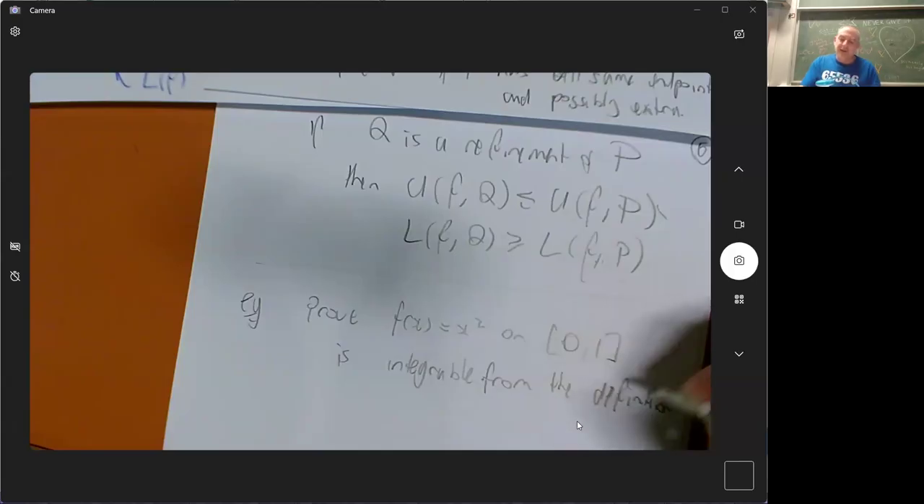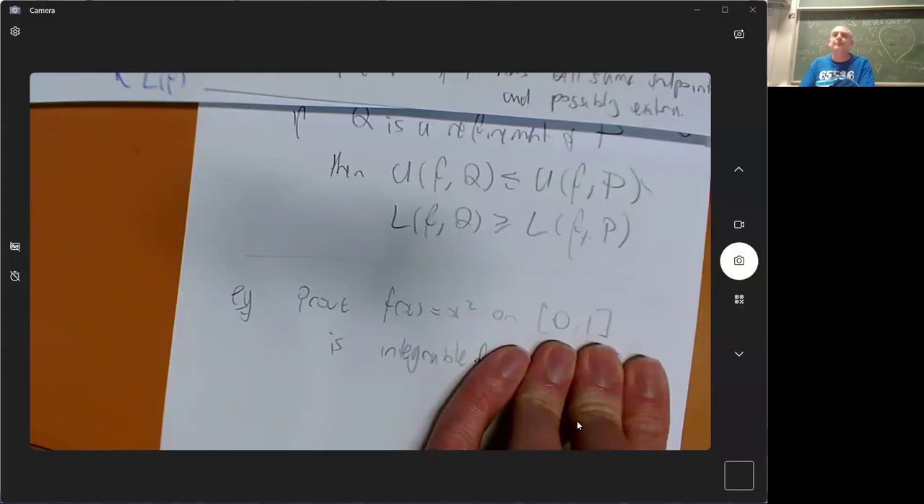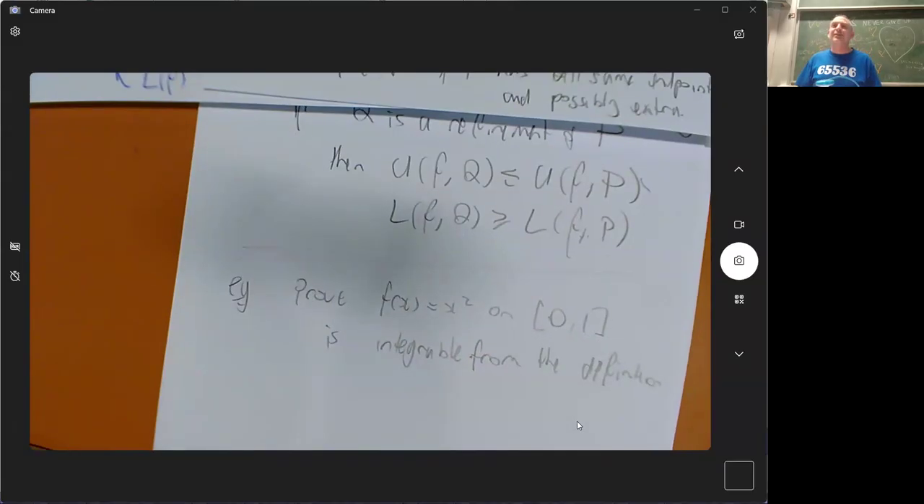Yes, if it didn't have this from the definition, then you would say it's a continuous function because it's a polynomial, therefore it's integrable. That's what you were saying? Yeah. But from the definition, you would have to set up the partitions.